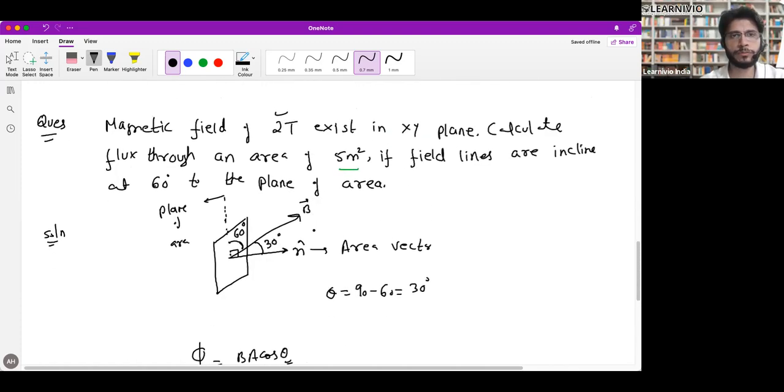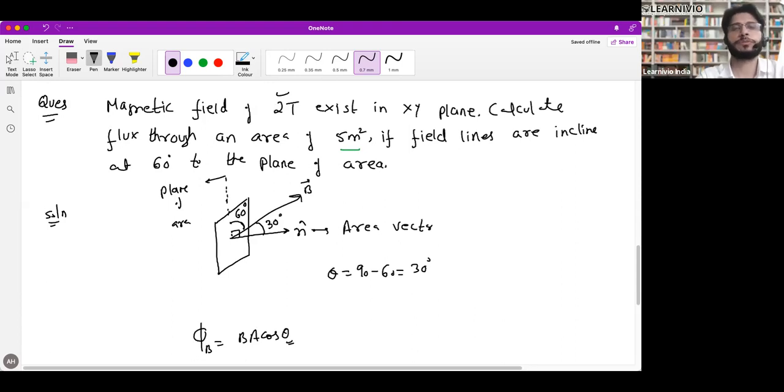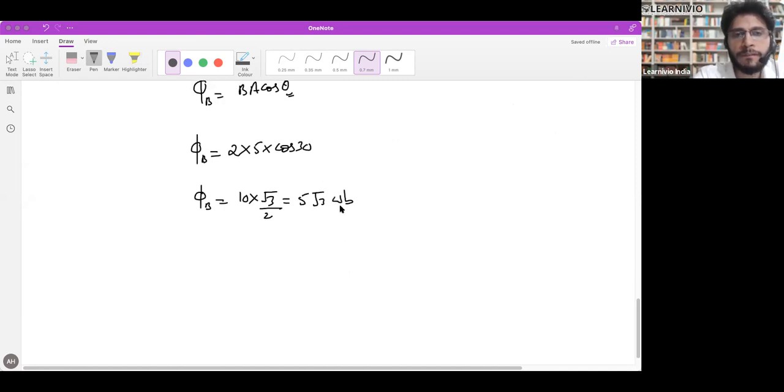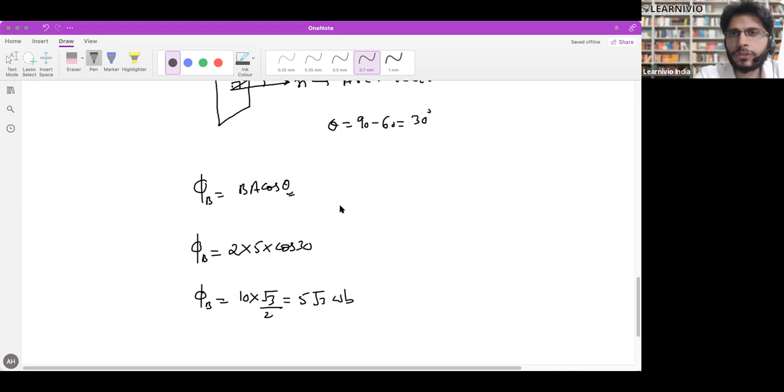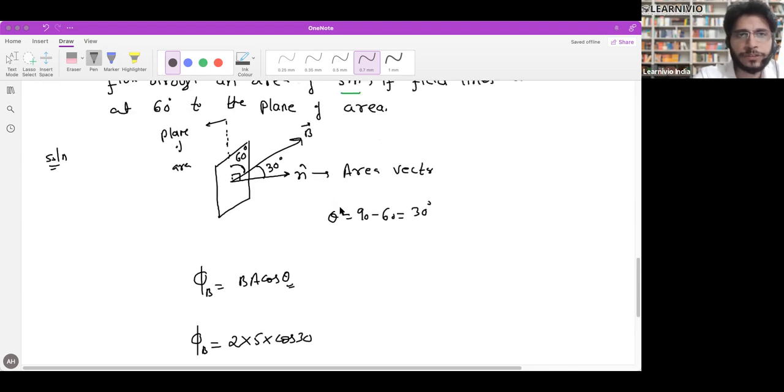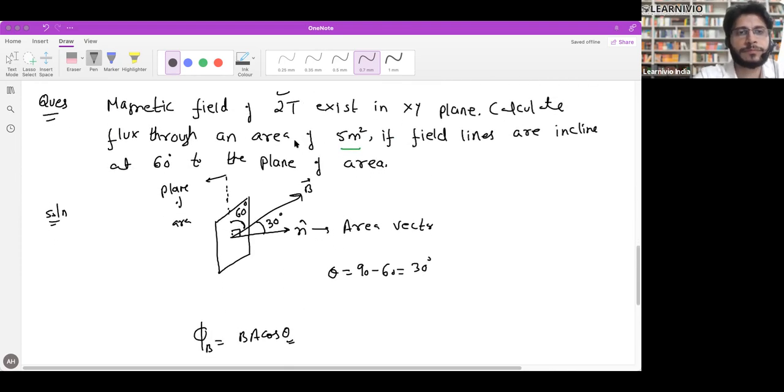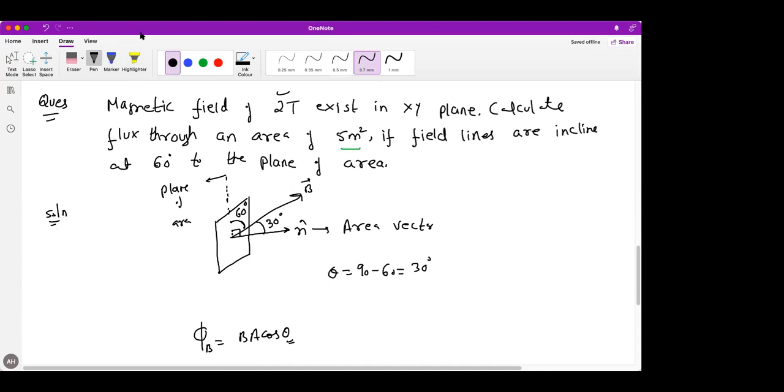Okay, just note it down. Then we'll do one more question on the same concept. Why did we use Weber? Weber is the unit. We can use Tesla meter square, right? You can use Tesla meter square, or you can write it as Weber. That's your choice. Clear. Note it down. Then we'll do one more numerical on the same concept.